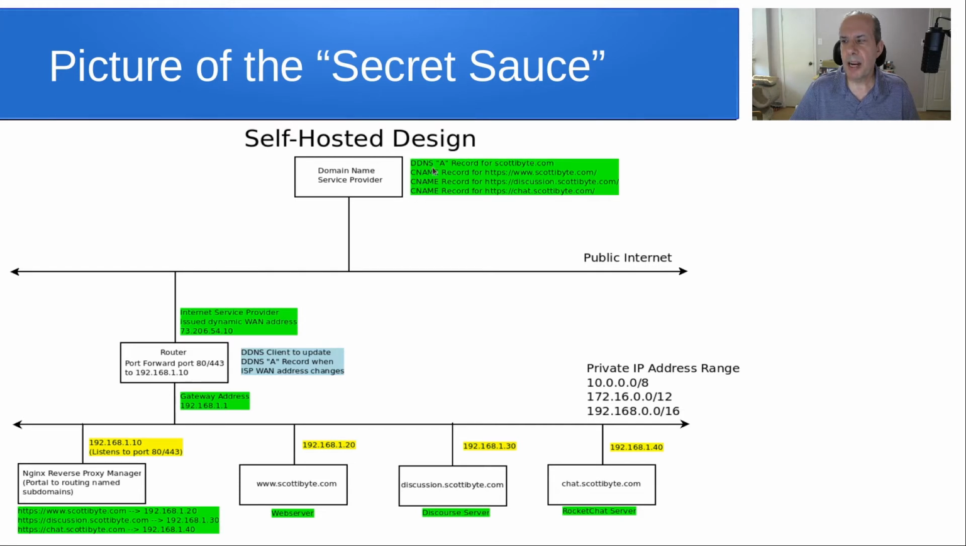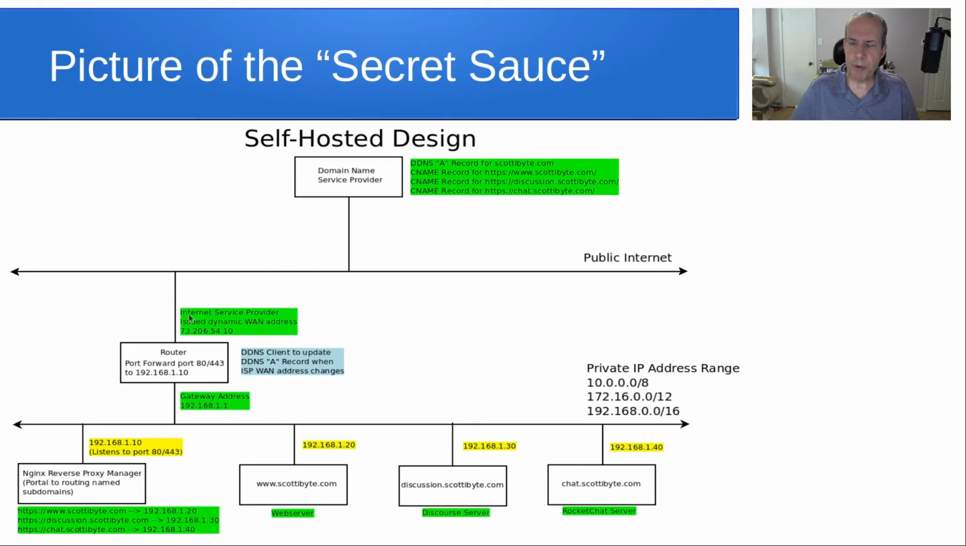And then I have 3 services I've given as examples here, which actually are legitimate services. One is a CNAME record for www.Scotti-BYTE.com, which is my web server. Another for discussion.Scotti-BYTE.com, which is my Discourse server. And finally, one for chat.Scotti-BYTE.com, which is my Rocket Chat server. So then this line here represents the public internet.